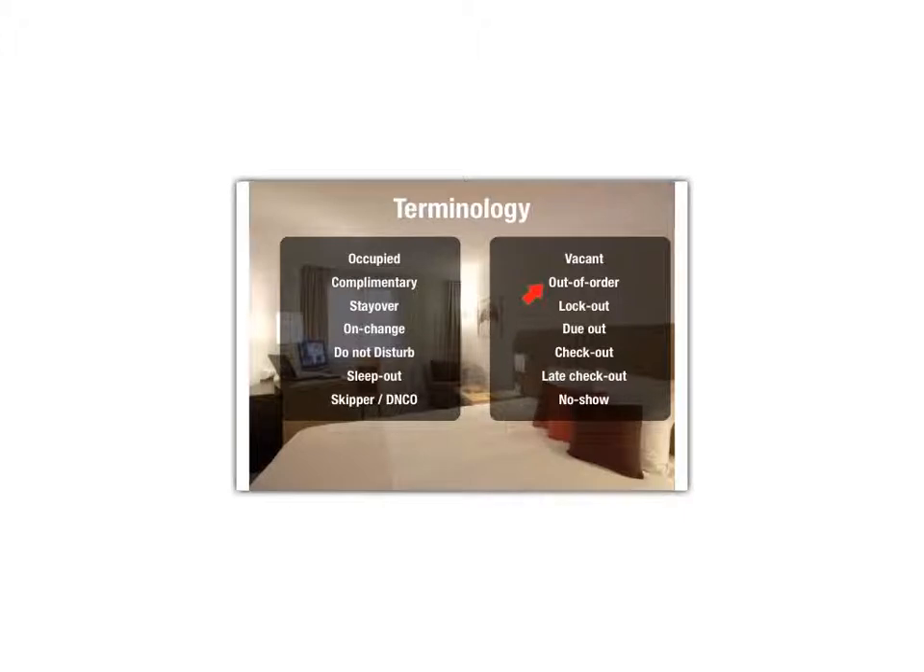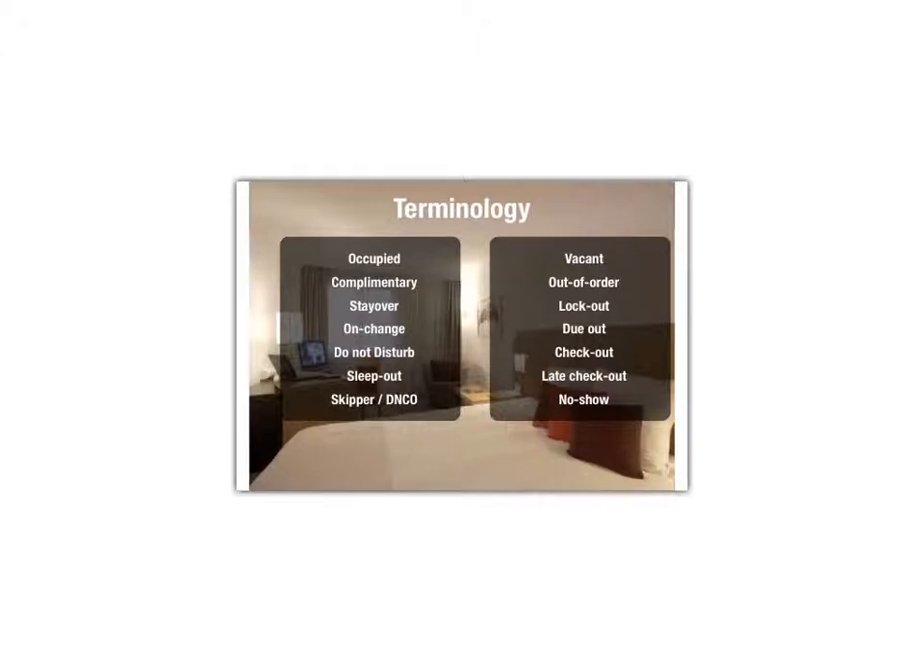An out-of-order room is a room that cannot be sold because it has some maintenance problem. For example, maybe there is a leak in the bathroom and it has to be fixed by maintenance. It may take 2 or 3 days to be repaired and therefore cannot be sold.